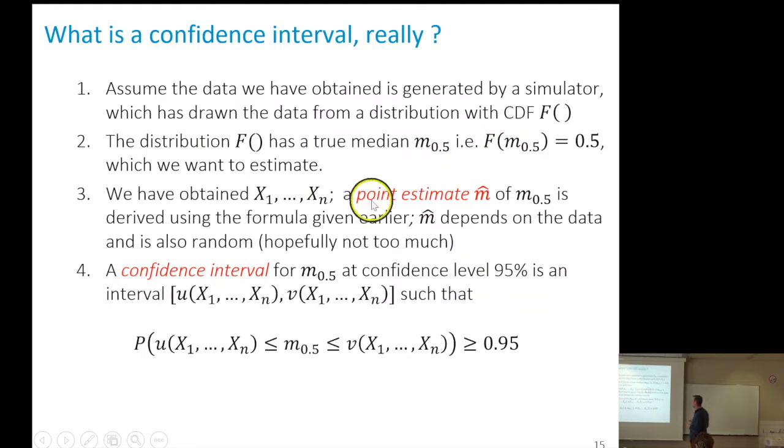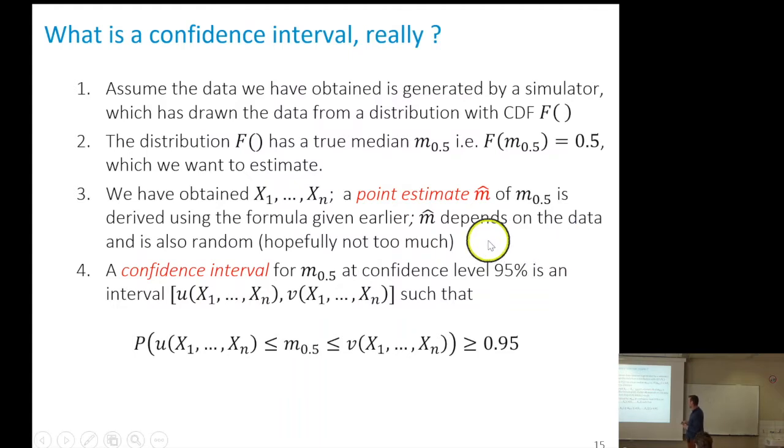The thing I measured, I call M hat. M hat depends on the data. Therefore, it's also random. Hopefully not too much, otherwise the whole purpose doesn't make sense here. But it is random. That's something that's often forgotten. When we compute a mean or a median, it is itself random. Again, hopefully not very much, but the whole point of the confidence interval is quantifying how random it is.